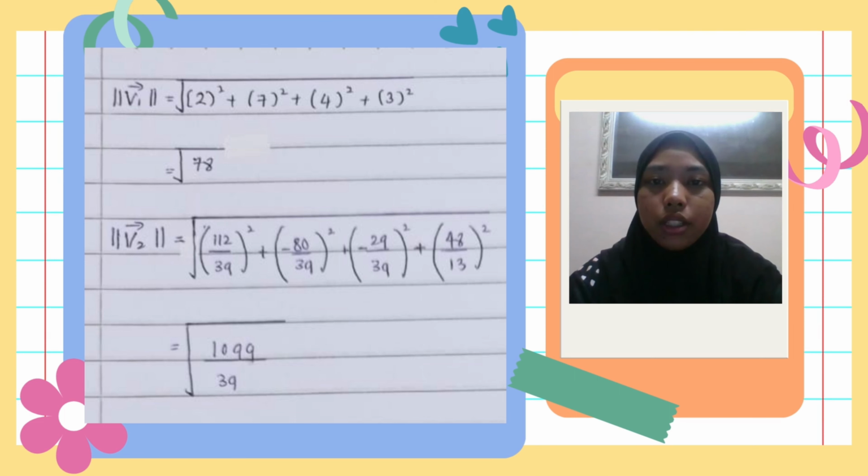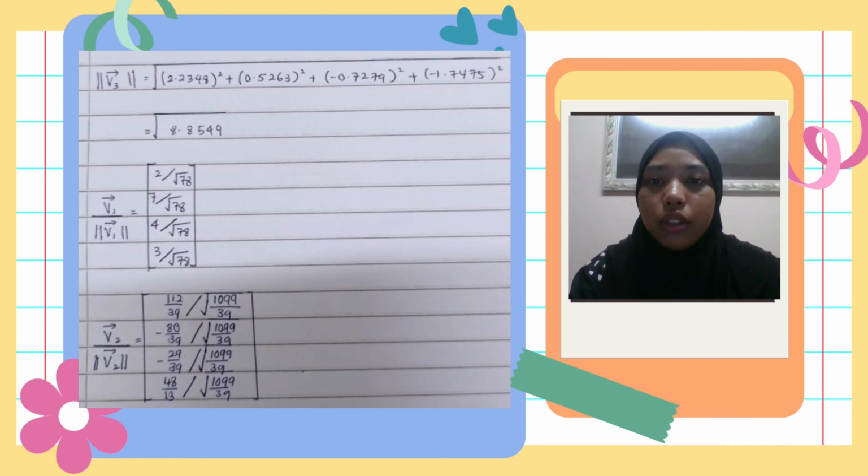Next, to find the orthonormal basis, we use this formula and then we substitute the values. V1 is equal to the square root of 2 squared plus 7 squared plus 4 squared plus 3 squared, which is from column 1, and then the answer we get is square root 78. And then for V2, square root of 112 over 39 squared plus negative 80 over 39 squared plus negative 29 over 39 squared plus 48 over 13 squared, and then the answer for V2 we get is square root 1099 over 39.